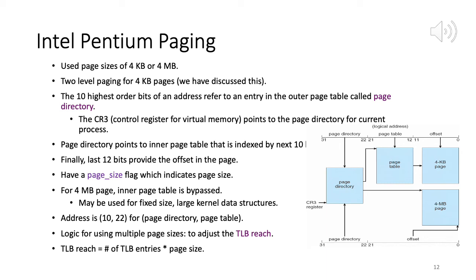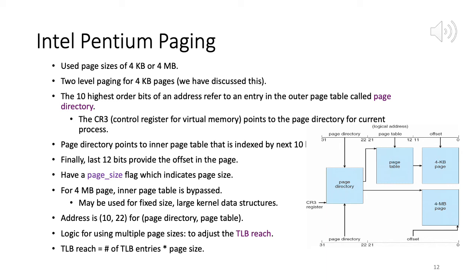Let me just do a quick calculation. 2 raised to 22. When I see it over here, yeah, 2 raised to 22, I am getting 4 MB, 4194304. So which means if you're using a 4K page, you have two-level paging, just like we discussed.